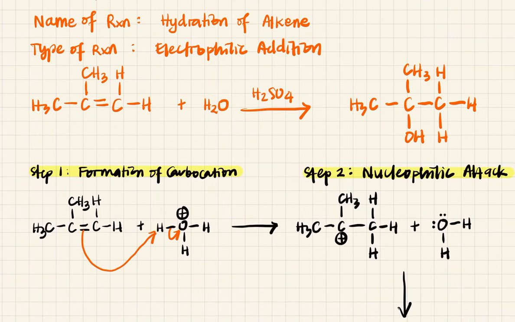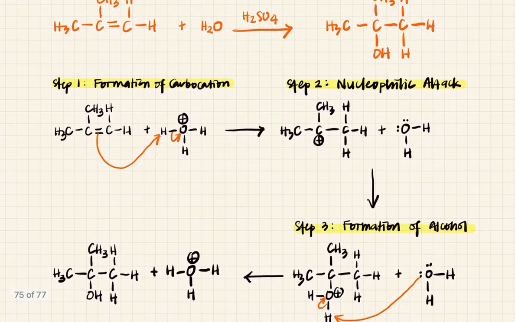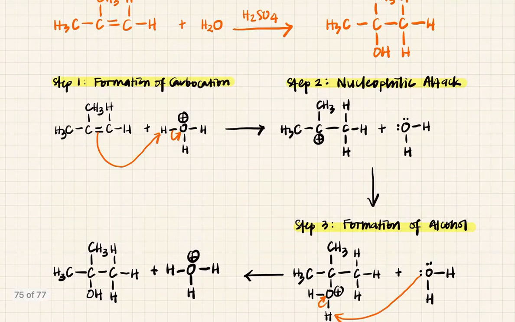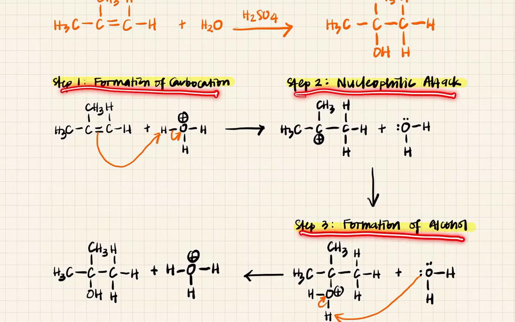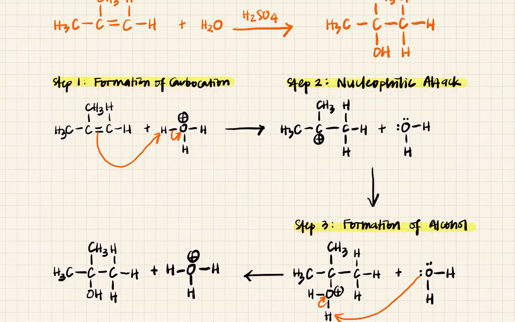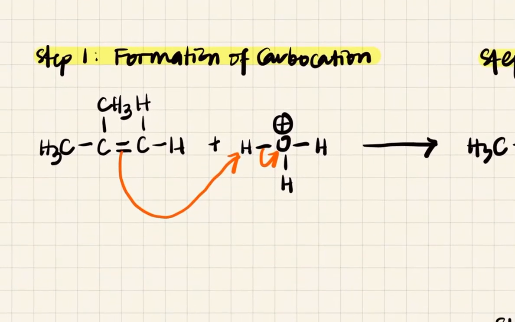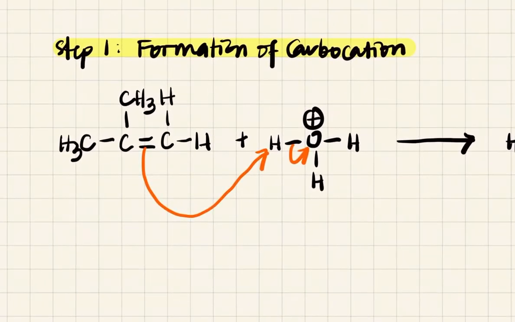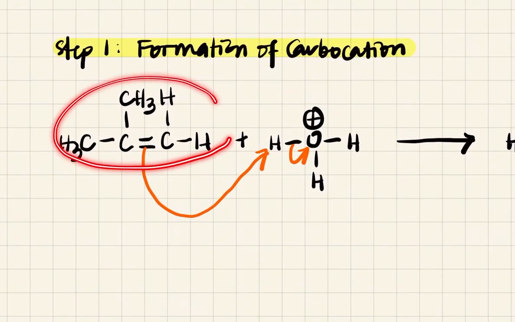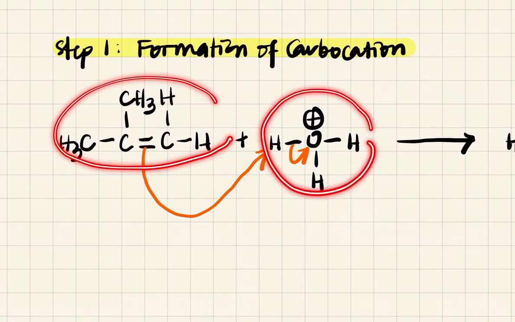Alright, so there are 3 steps, okay, in the formation of alcohol from alkene. Step 1 is to form carbocation. Step 2 is nucleophilic attack. Your nucleophile will attack your electrophile. Step 3 is formation of alcohol. Okay, so let's start with our step 1. Okay, so we have our alkene and we have our H3O+.